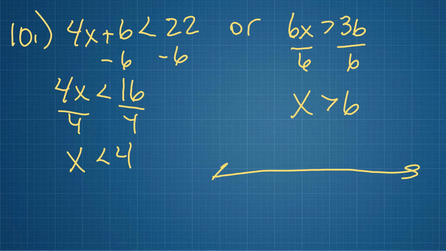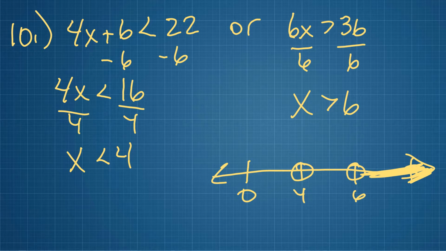Make my number line. We'll say 0's here. There's 4. There's 6. They are both open circles. It's greater than 6, so I shade to the right. It's less than 4, so I shade to the left. And that is what an OR graph should look like, so I know I'm on the right track. Looks great.